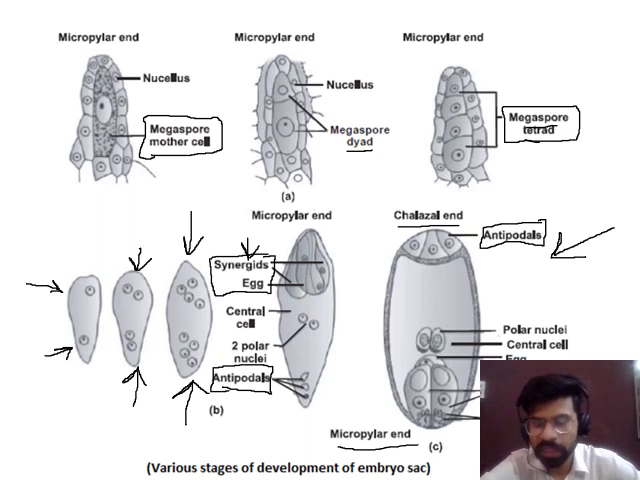So this condition is known as the 8 nucleate and 7 celled state. 8 nucleate means 3 nuclei in the antipodal cells, 3 nuclei in the egg apparatus, and 2 nuclei in the polar area. So it contains 8 nuclei, but it has a 7 celled structure.